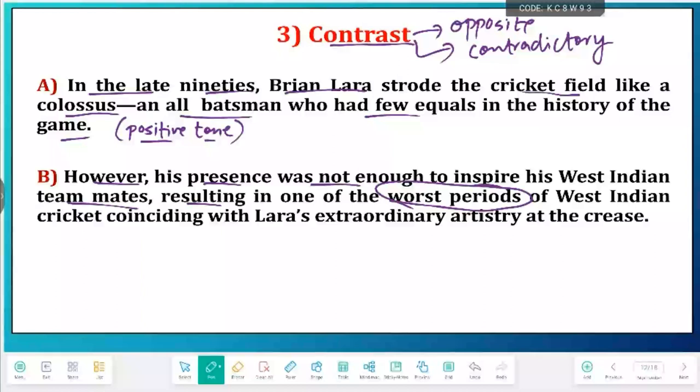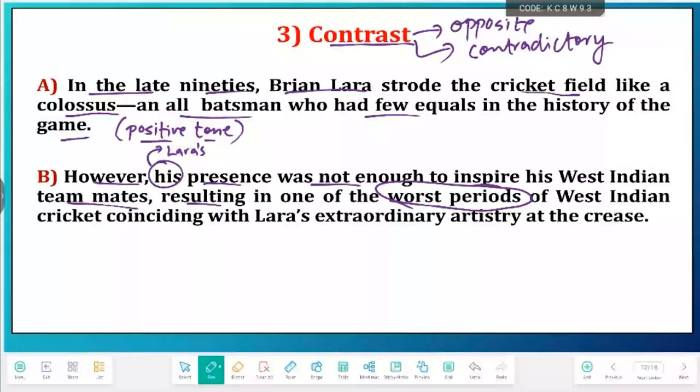But in the second statement, what is it saying? It is not criticizing Lara, but it is criticizing the West Indian cricket. ठीक है? ये क्या कह रहा है? कैसे criticize कर रहा है कि West Indian teammates को inspire नहीं कर रहा था. मतलब उसका presence जो था, his presence मतलब कौन? Lara का presence. Lara's presence was not enough.